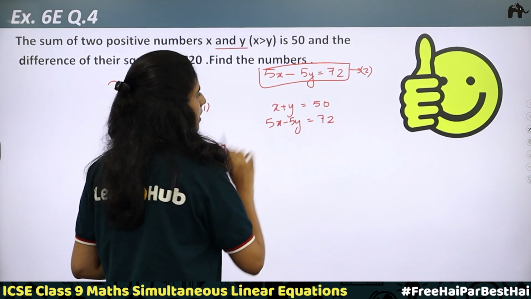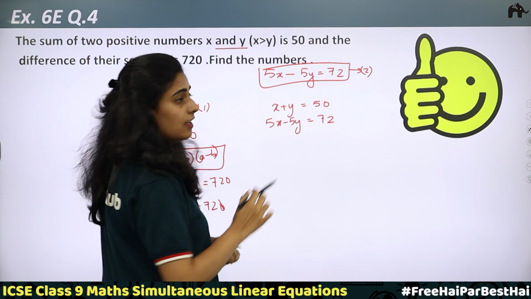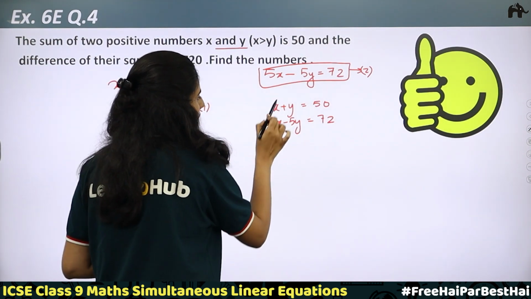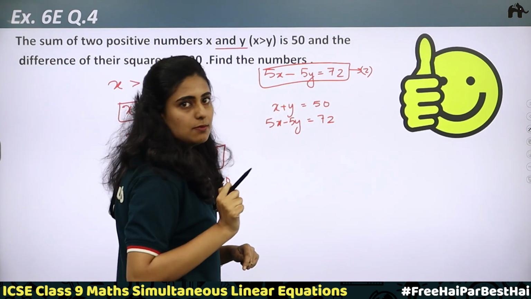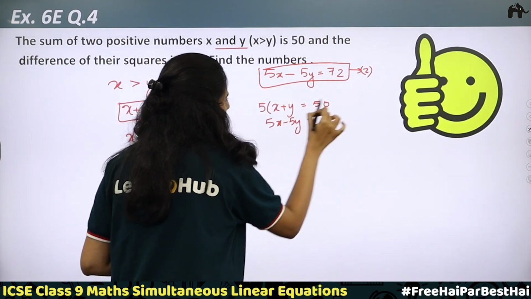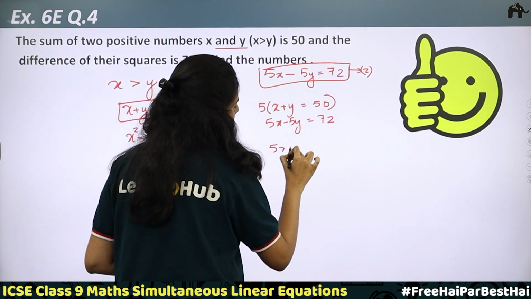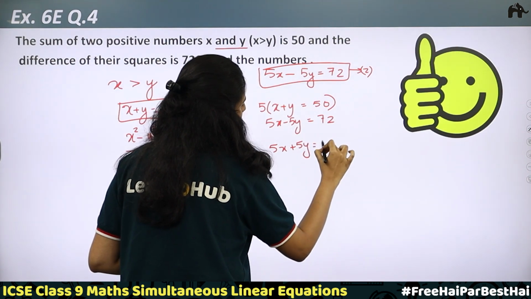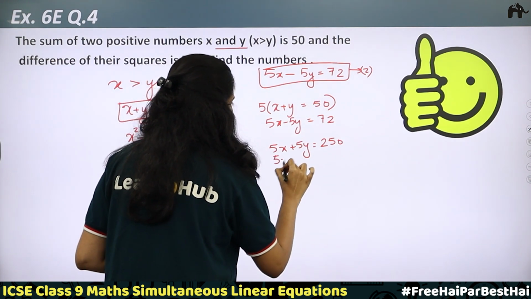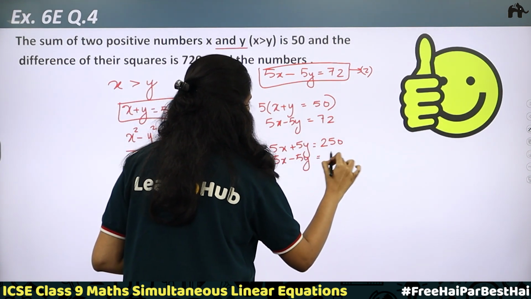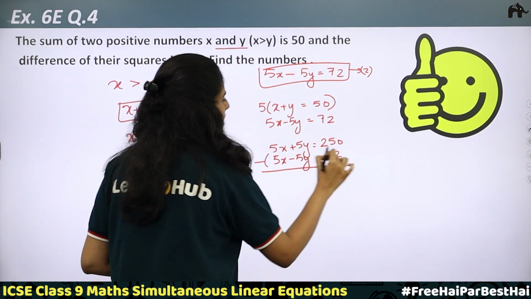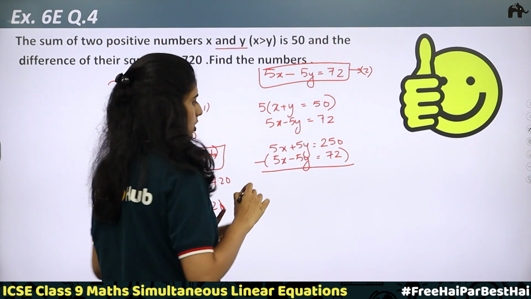Okay. Now, what should be done? Here you can see we have 5x and here it is x. To equate, we have to make the x containing terms the same, or we have to make the y containing terms the same. So I am going to multiply throughout with 5. 5x plus 5y is equal to 250. 5 into 50 is 250. Second, 5x minus 5y is equal to 72. Okay, now subtracting the second equation from the first equation.